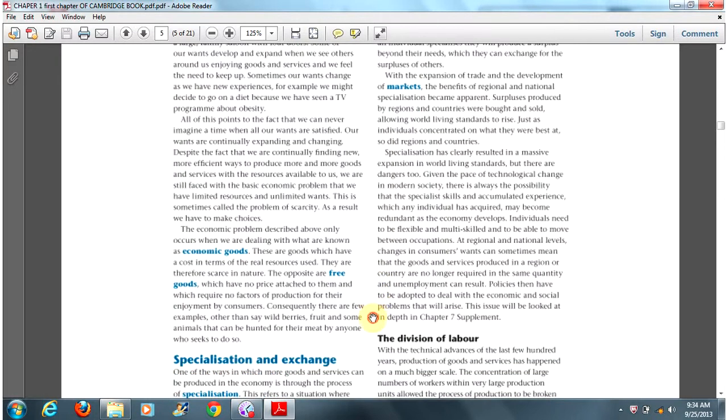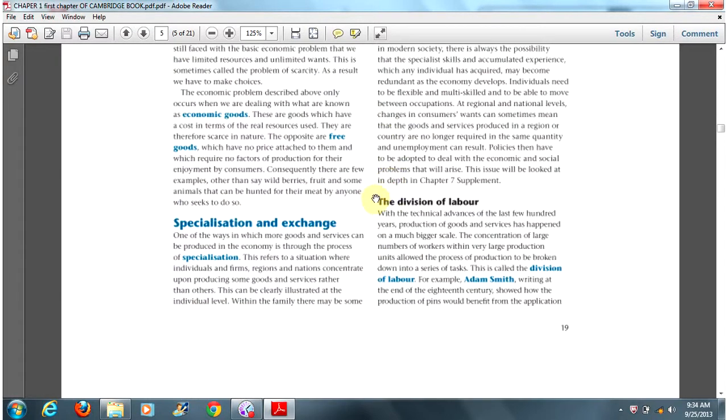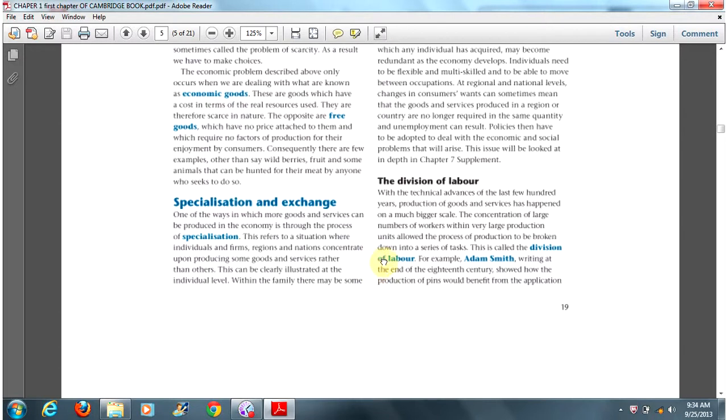The division of labor. With the technical advances of these last few hundred years, the production of goods and services happened on a much larger scale. The concentration of large numbers of workers within very large production units allowed the process of production to be broken down into a series of tasks. This is called the division of labor. For example, Adam Smith, writing at the end of the 18th century, showed how production of pens would benefit from the application of the division of labor in a factory.